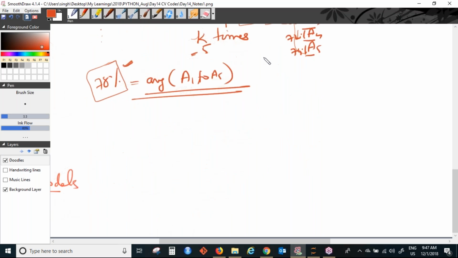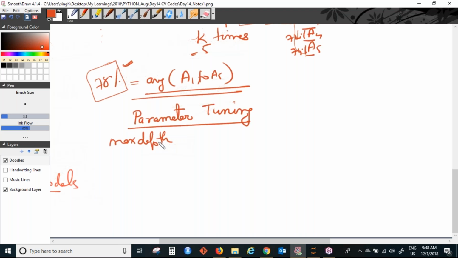Now, one other application of cross validation is parameter tuning. What is parameter tuning? We talked about certain parameters in decision trees. We talked about max depth. We talked about min samples leaf. Now, how do we decide the best values of these parameters? How do we decide what value of max depth or what value of min samples leaf we should take? That also can be decided using cross validation.